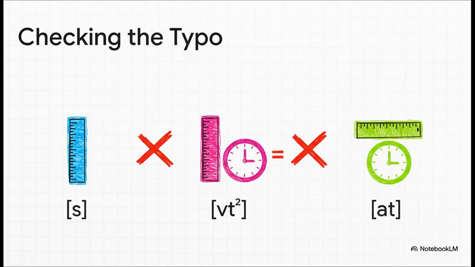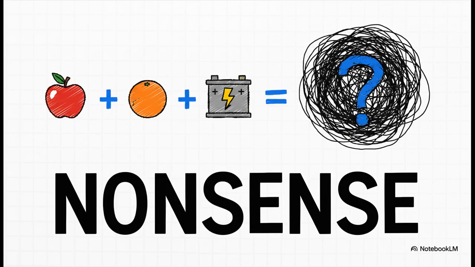S is still length, L, but VT squared, that becomes LT minus 1 times T squared, which gives us LT, whoa, and 0.5 AT becomes LT minus 2 times T, which simplifies to LT minus 1. Oh man, none of the terms match. We're trying to add a length to a length times time to a length per time. This is the physical equivalent of adding apples, oranges, and, I don't know, car batteries. It is completely, physically meaningless.